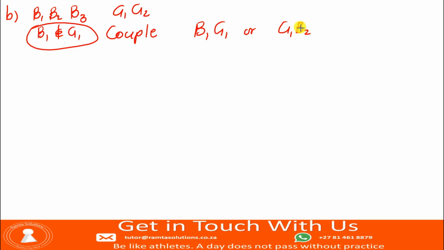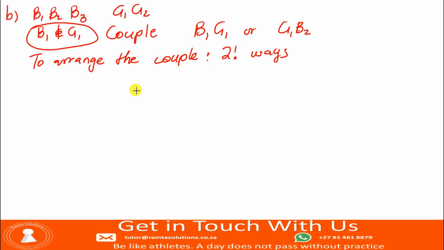So in other words, to arrange the couple, we need 2 factorial ways. Now, again, I want you to note this. The question is not saying that the couple must sit at the edge or at the second seat or wherever. It says they must be together. So since the couple must be together, I will call them a couple. And what are we left with? We are left with boy 2, boy 3, and girl 2. Can you see that?